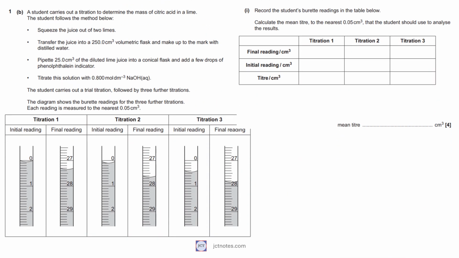In part B of question 1, we are given the details of a titration by a student to determine the mass of citric acid in a lime. The juice of 2 limes is diluted to 250 cubic centimeters with water. 25 cubic centimeters of this solution are titrated with 0.8 molar sodium hydroxide. The student performs a trial titration, followed by 3 further titrations, and we are given a diagram showing the volumes used. Each reading is measured to the nearest 0.05 cubic centimeter.